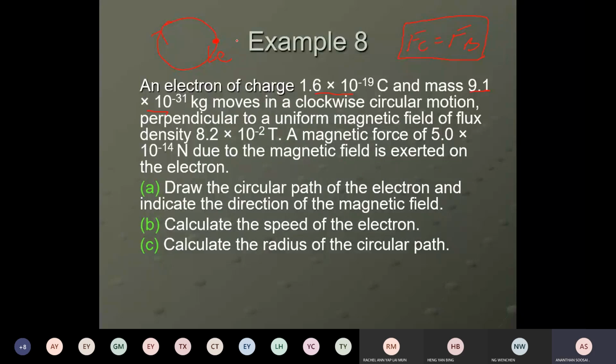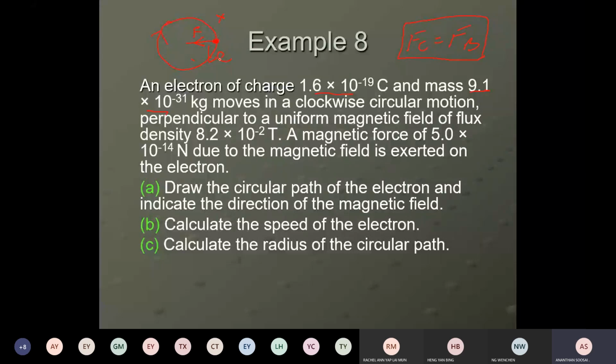Use your Fleming left-hand rule. Check where the magnetic field must be directed, into the page or out of the page. Into the page, so is it a cross? Let me see. The force is to the right or left? The force is to the left, because it makes a circular path in a clockwise direction. So the force is to the left.